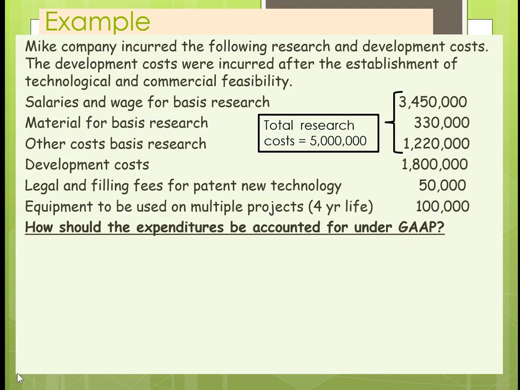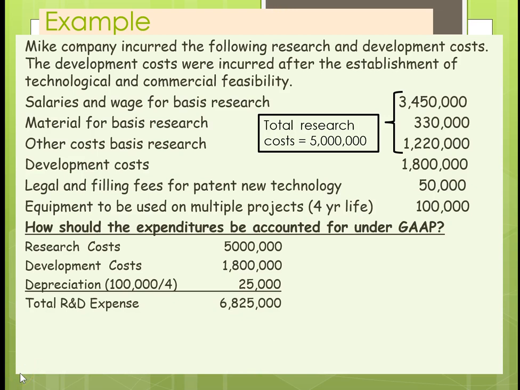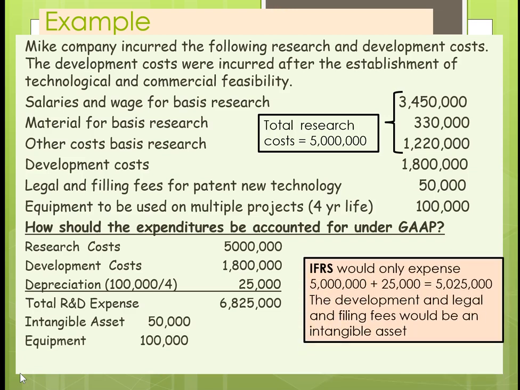So again, under GAAP, these would be research costs, and we would expense them, and we'd also expense the development costs. And we would be able to expense the depreciation to give you total R&D expense. And then we would capitalize the filing and legal fees and the equipment. Now, under the International Standard, we would only expense the research costs and the depreciation. That's it. The development and legal and filing fees would be intangible assets under the International Standard.